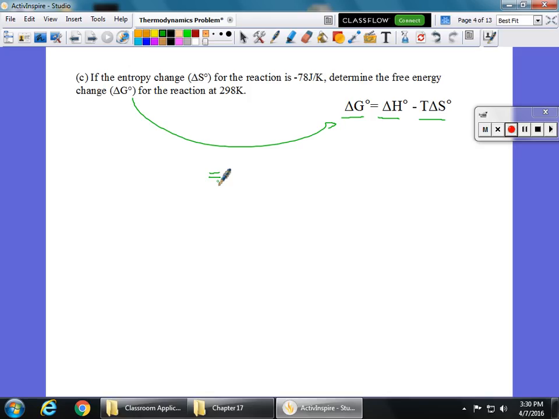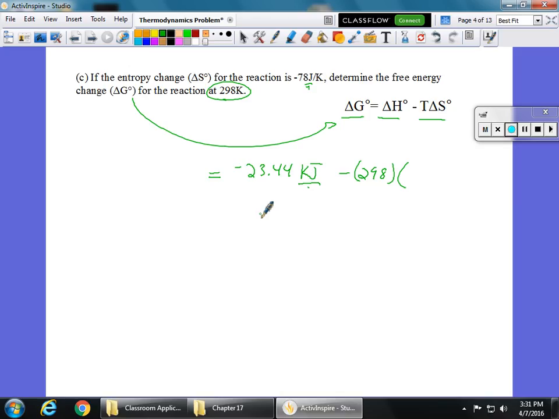The delta H was given to us in the last problem we used: negative 23.44 kilojoules, right? Minus T delta S. So minus T, we're at 298 Kelvin, it tells us right here. And our delta S is negative 78 joules per Kelvin. This is in kilojoules, and this is in joules. Now, we're going to have to either turn this into kilojoules or turn this into joules. Either way, we're going to have to do our problem.